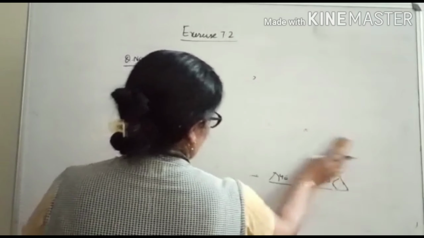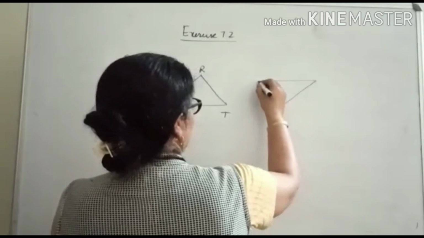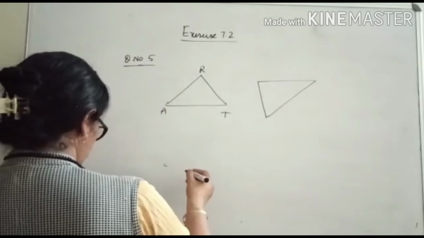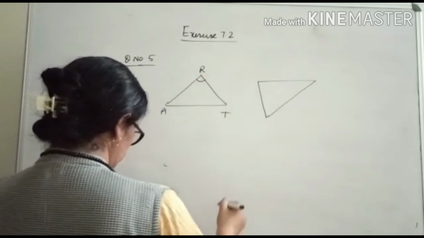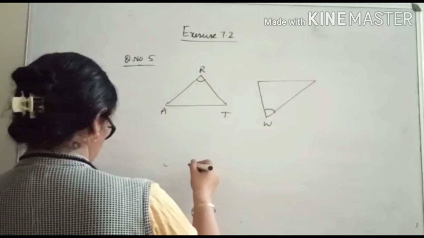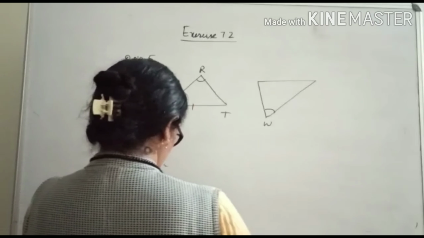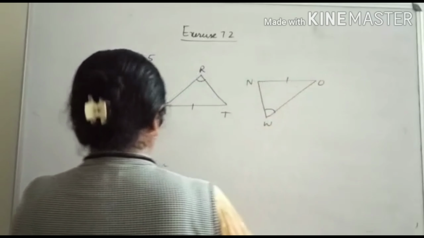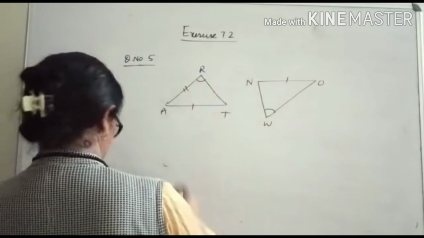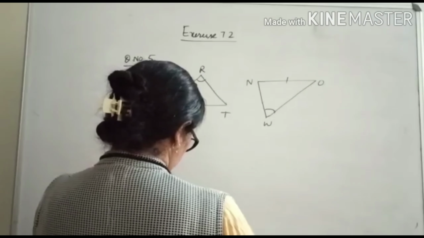Next is question number 5. In question number 5, figures are given to us. Two triangles are there. One is ART and another is WON. Here he is saying that this angle R is equal to angle W. AT is equal to NO. AR is equal to OW. It is given to us.